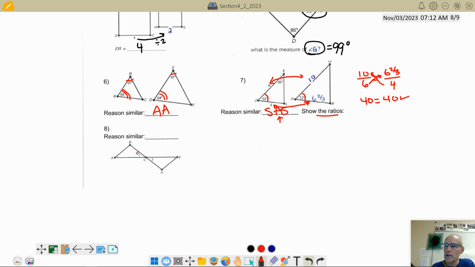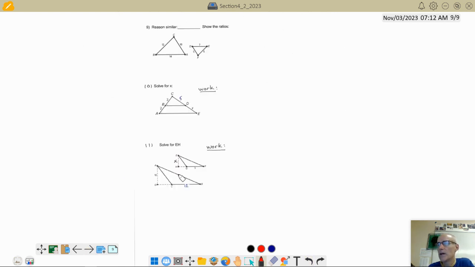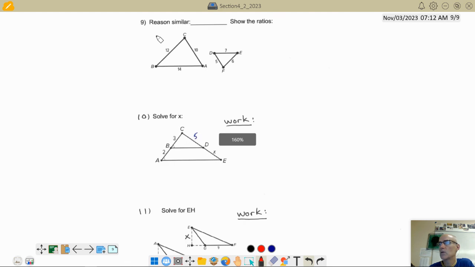This one, I wanted you to mark up the vertical angles as being equal to each other. And then you've got also this angle here marked equal to that one. So this is an angle-angle similarity. Those little angles are kind of hard to see. Sorry about that. Number 9, how do we know these two triangles are similar?